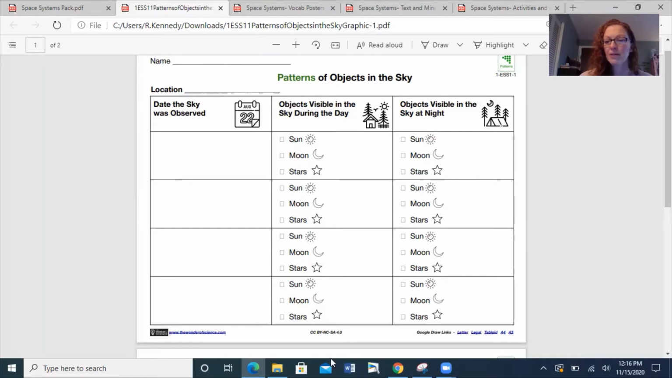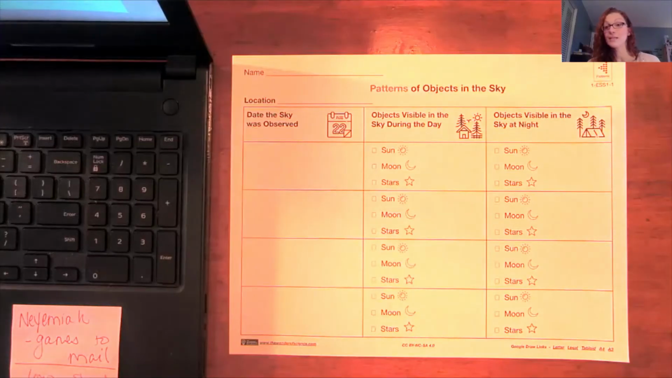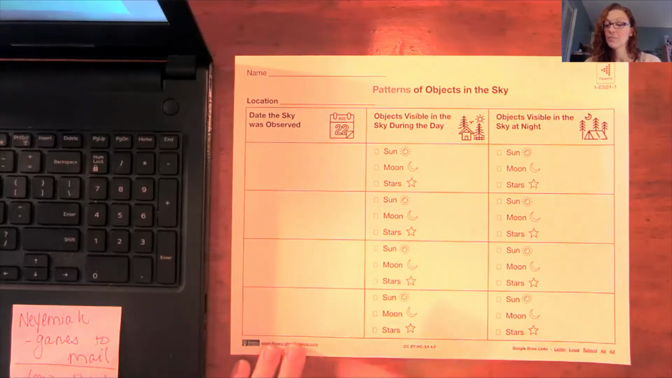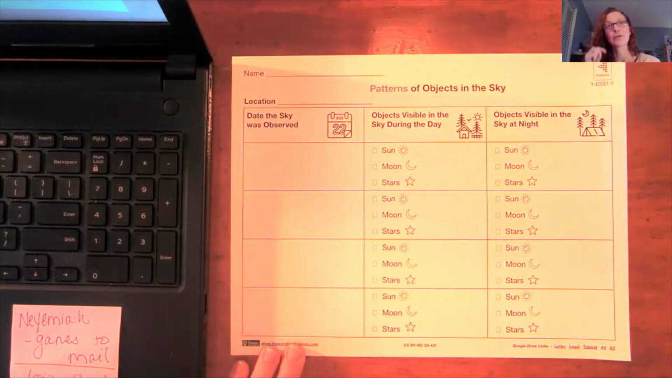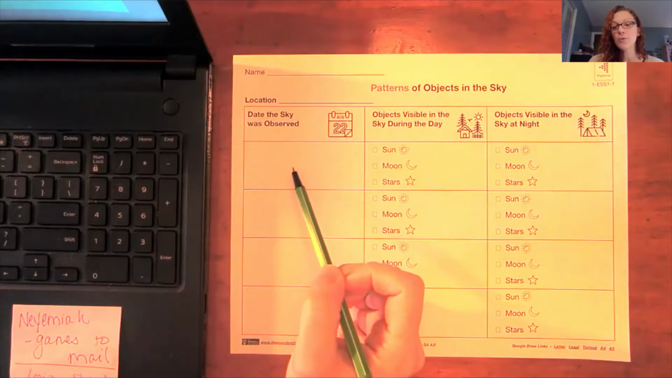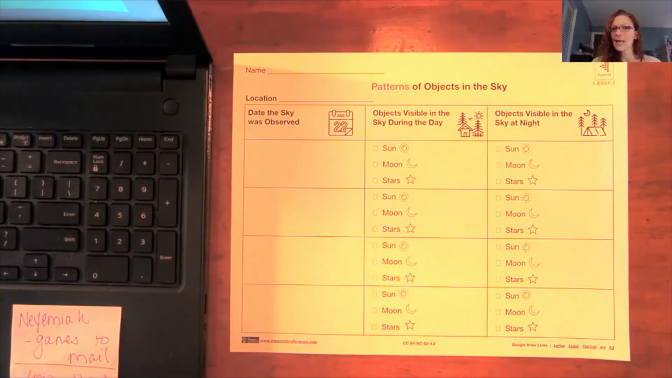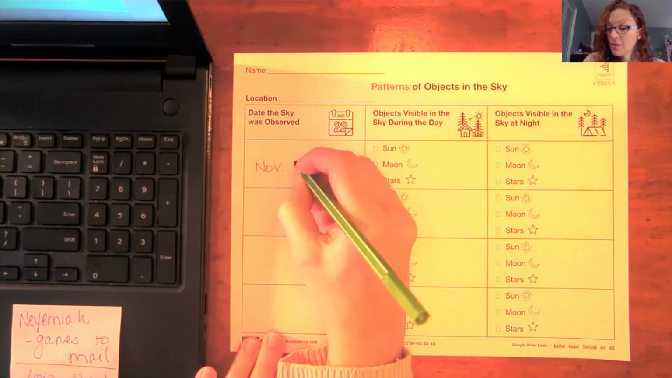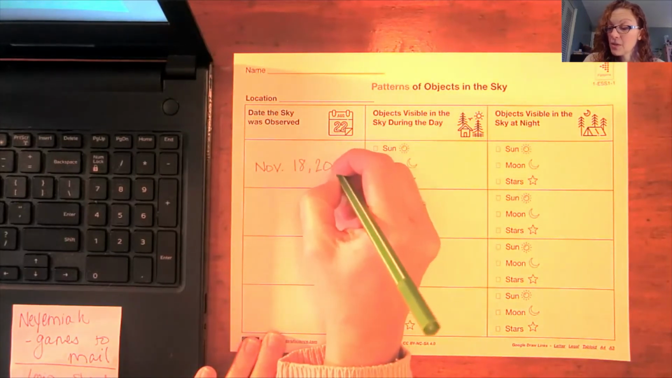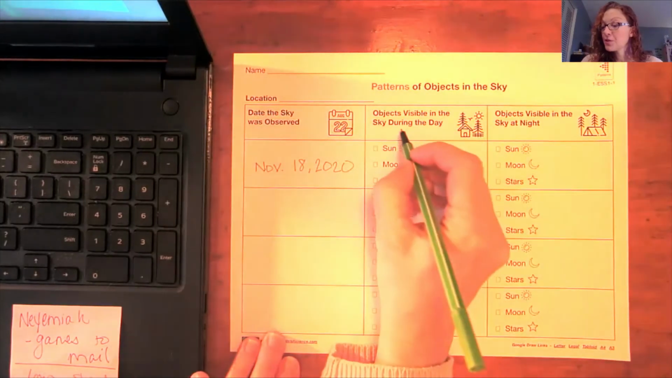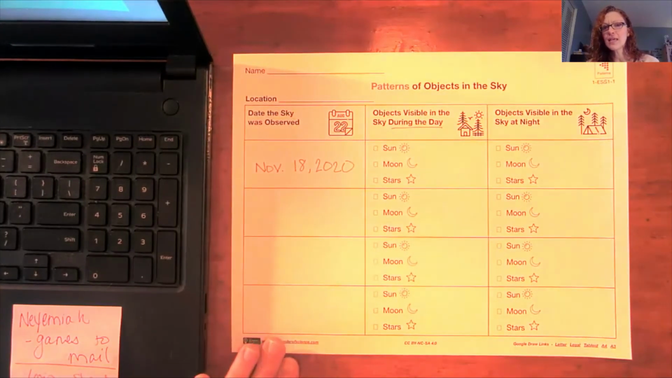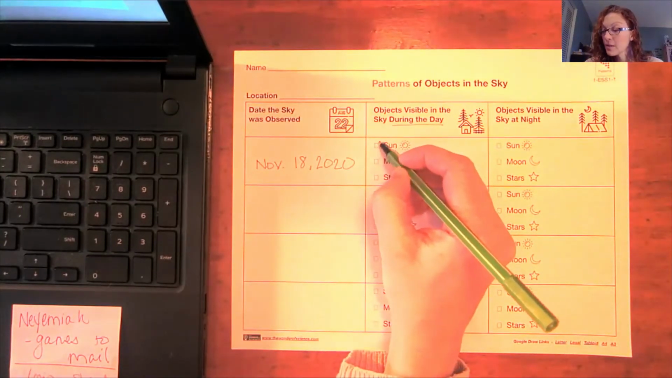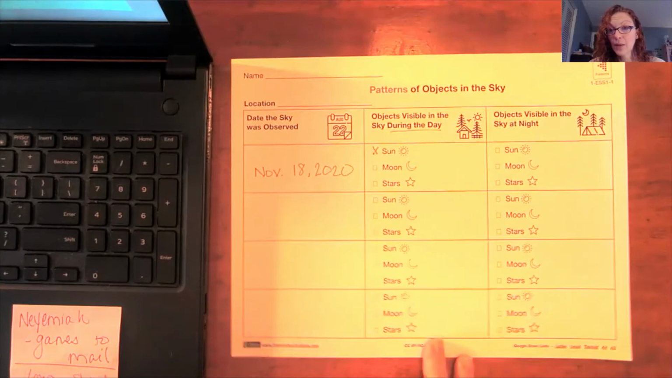Let me show you how to fill this in. All right, so here is a copy of it. So you're going to make sure your name is on it, so that way when it gets turned in, we know exactly whose it is. Then you're going to write the date. Let's say we look on today. Today is the 18th. So we can write November 18th, 2020. Look up during the day. What do you see in the sky? And there's a little box here. You can just mark it. I saw the sun in the sky when I looked up.